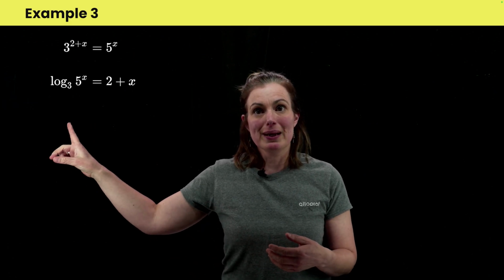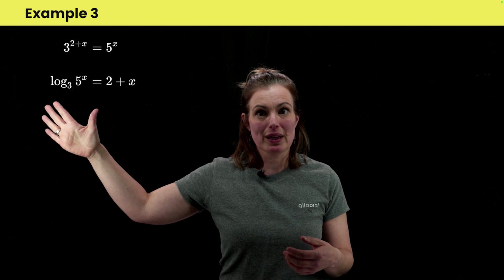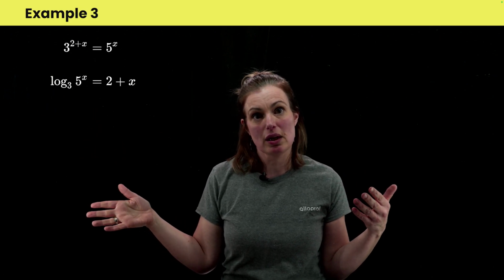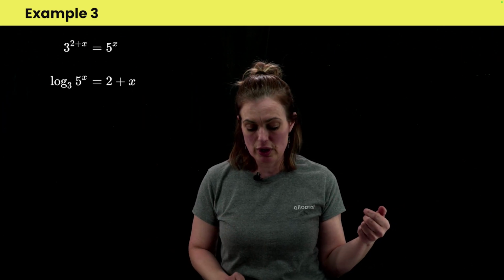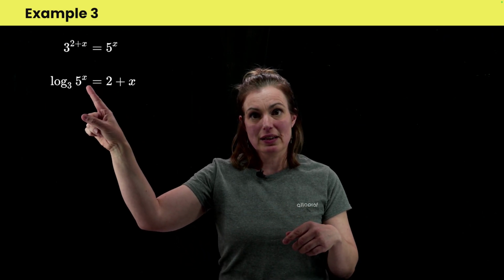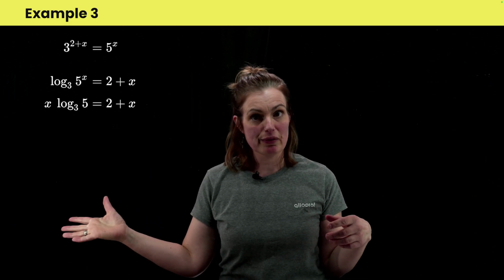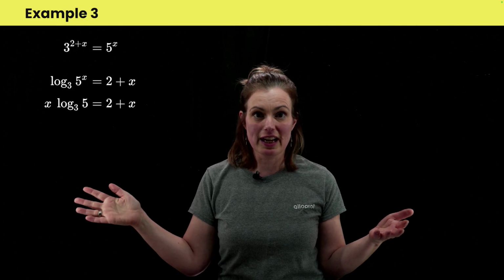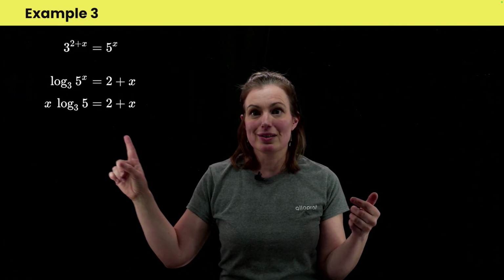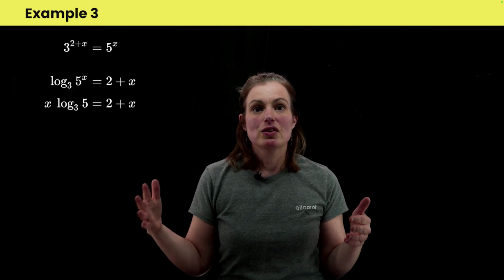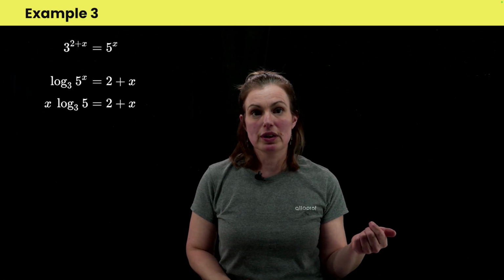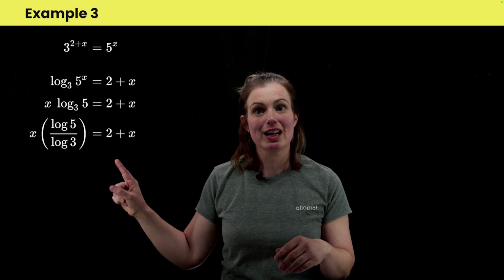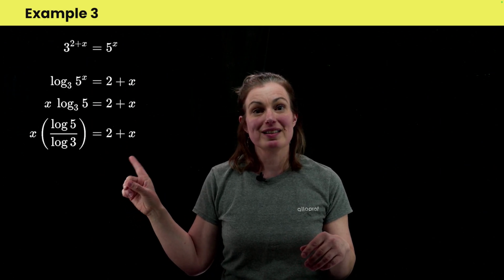So putting it into logarithmic form, this is what I get. And I can see that I actually have to use my laws of logarithms in order to go forward. So that exponent x here is going to be pulled out front. And now I have x log base 3 of 5 is equal to 2 plus x. I already know my calculator is not going to like dealing with the base 3. So I'm going to use the change of base law to put it into a base of 10 to give me this scenario.